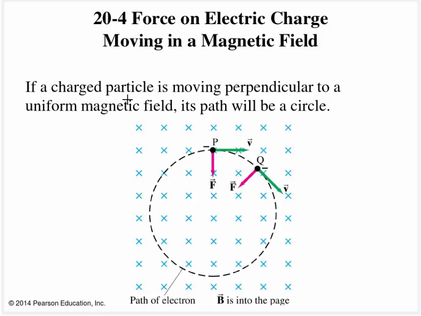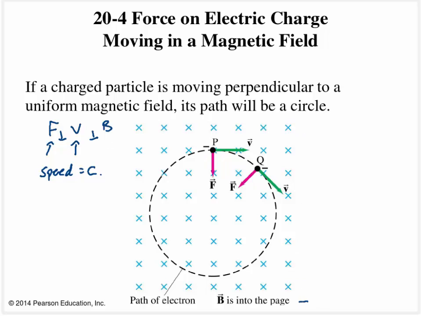An interesting consequence of a charged particle moving in a magnetic field is that the force is going to be perpendicular to the velocity. It's also going to be perpendicular to the magnetic field. But because the force is perpendicular to the velocity, it can't actually do any work on this object, so it can't change its kinetic energy. So the speed is actually going to be constant. The velocity will simply change direction.